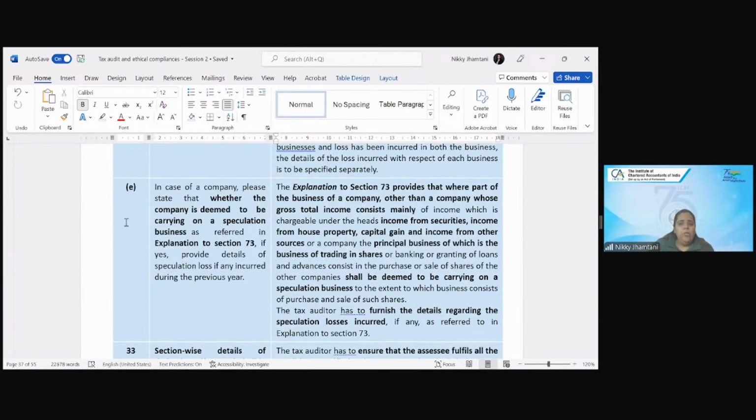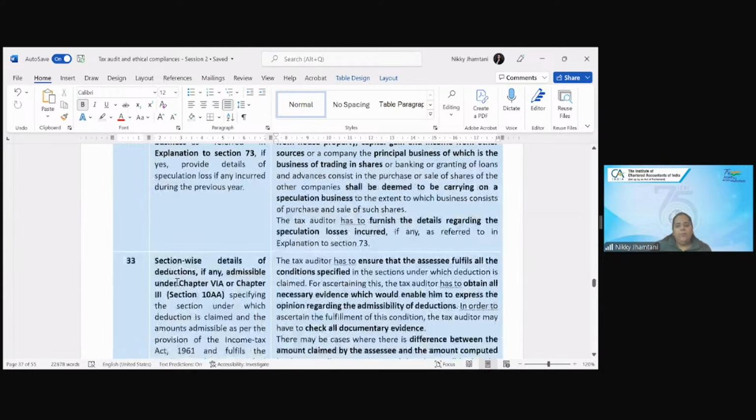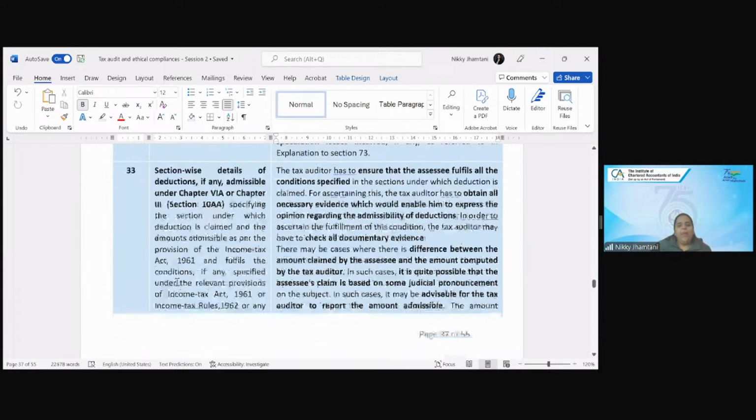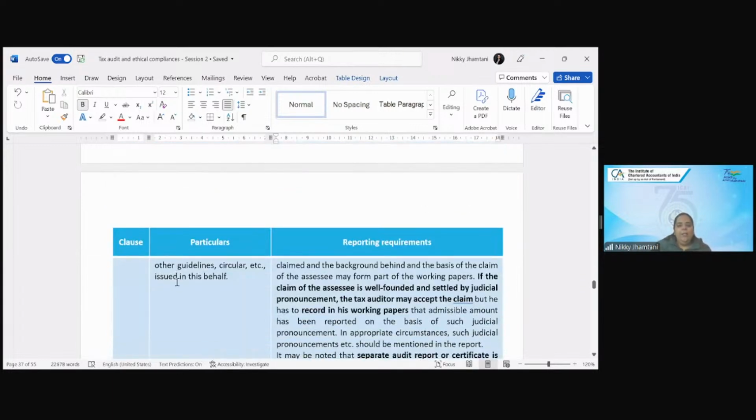The tax auditor has to furnish the details regarding the speculation losses incurred, if any, as referred to in the explanation to Section 73. Then, Clause 33 deals with section-wise details of deductions, if any, admissible under Chapter 6A or Chapter 3, that is Section 10AA, specifying the section under which deduction is claimed and the amounts admissible as per the provisions of the Income Tax Act and fulfills the condition, if any, specified under the relevant provisions of the Income Tax Act or rules or any other guideline, circular, etc.